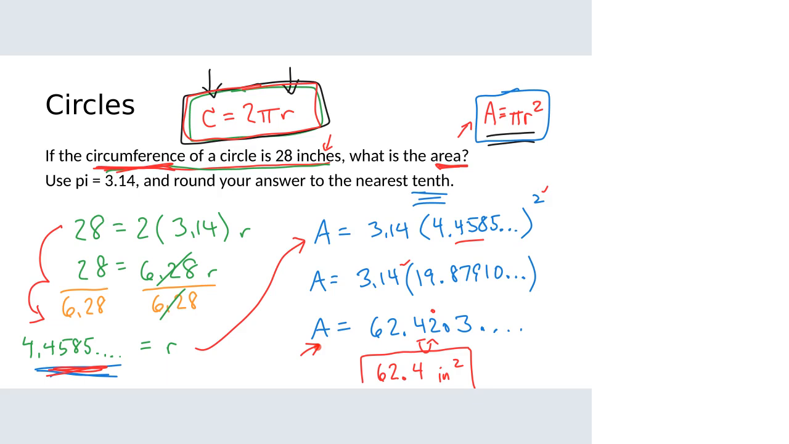Are there any questions on what we did there in that one, or anything, honestly, with rectangles, parallelograms, triangles, circles? Okay, terrific.